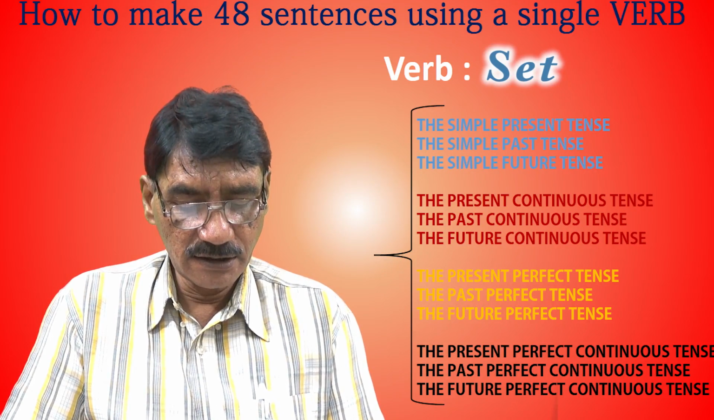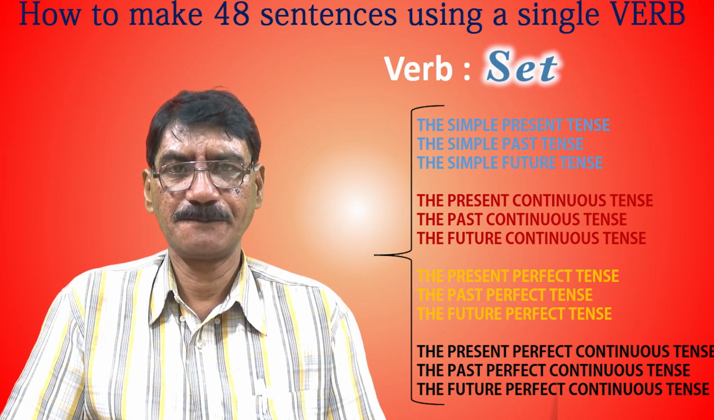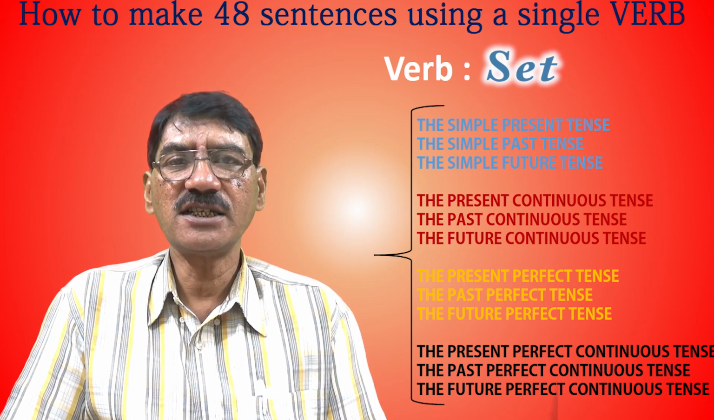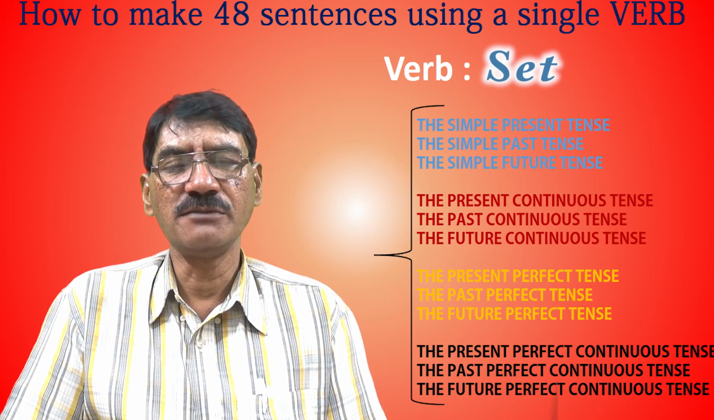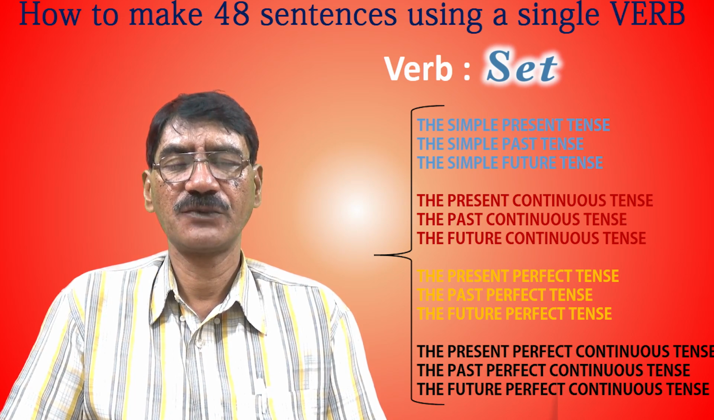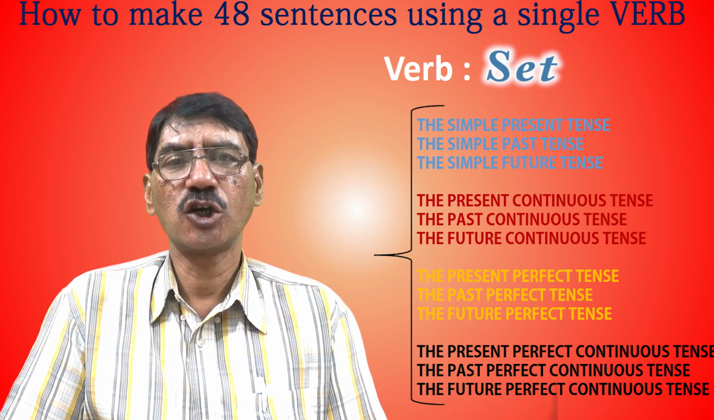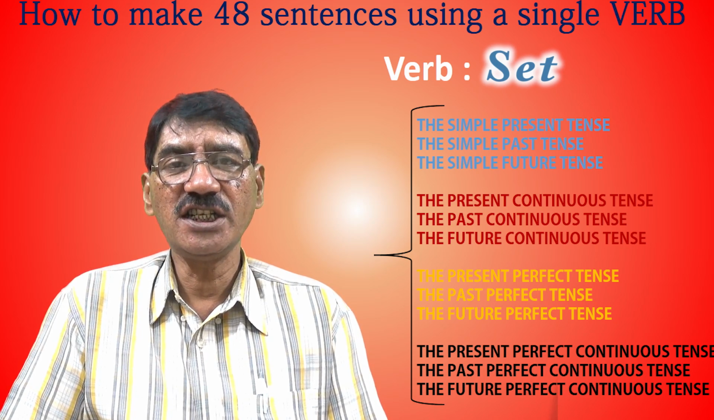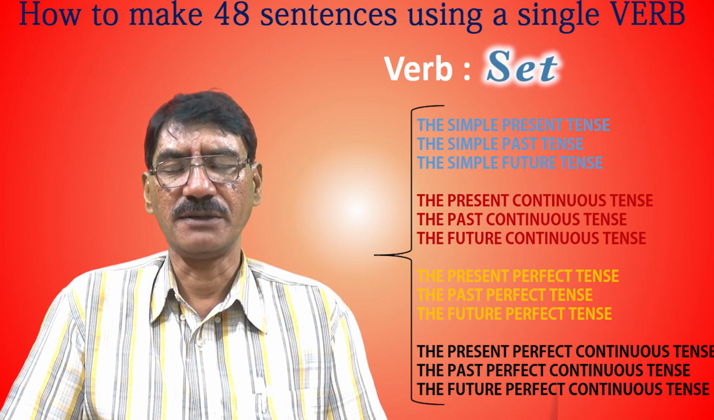The sentence is she sets question papers. She doesn't set question papers. Does she set question papers? Doesn't she set question papers? She set question papers. She didn't set question papers. Did she set question papers? Didn't she set question papers?